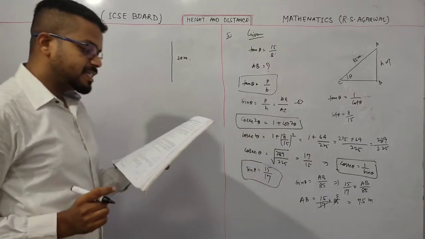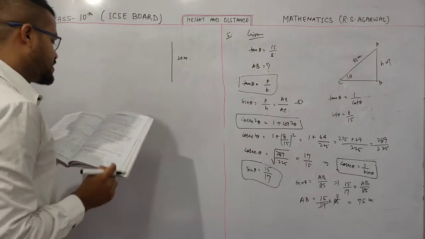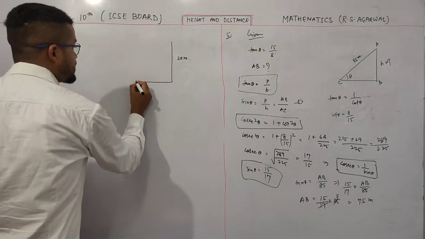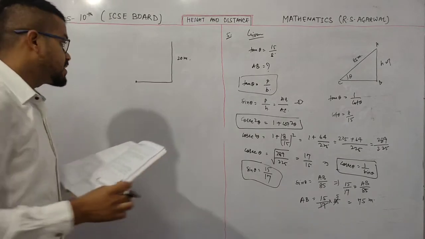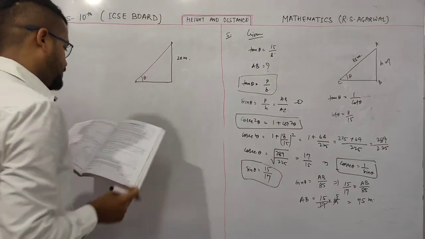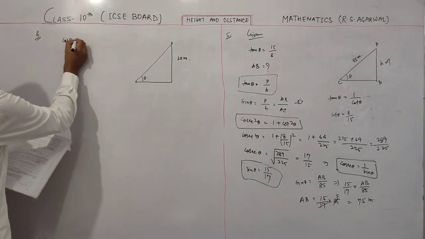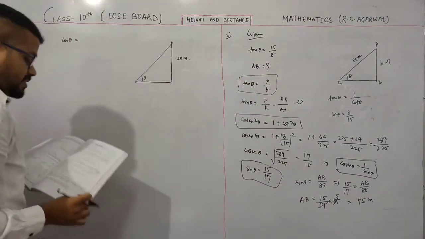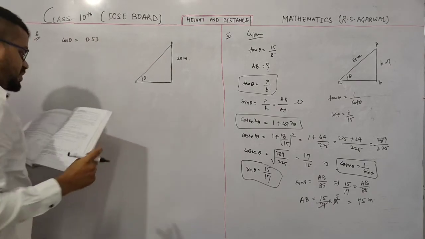A man standing at some distance from the tower knows that the cosine of the angle of elevation. This is the angle of elevation. Here cos theta is given. In the previous question tan theta was given. Here cos theta is 0.53.